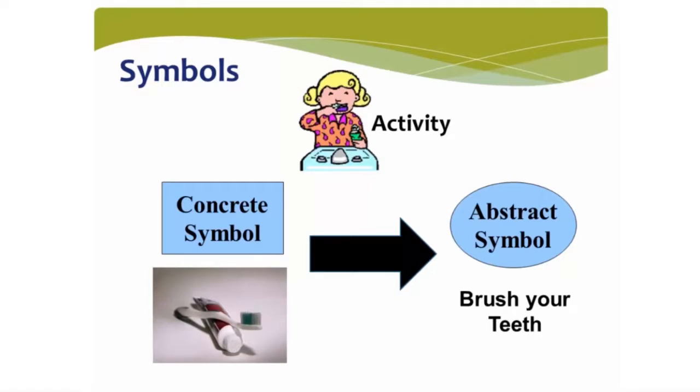Okay, so symbols. An object, a bottle, is a symbol. They go from concrete to abstract. On the left you see a toothbrush and toothpaste. That's a very concrete symbol for the phrase "brush your teeth." All the way over here, reading a little sign that says "brush your teeth" is about as abstract as you can get. Okay, so tangible symbols are things that can be touched.